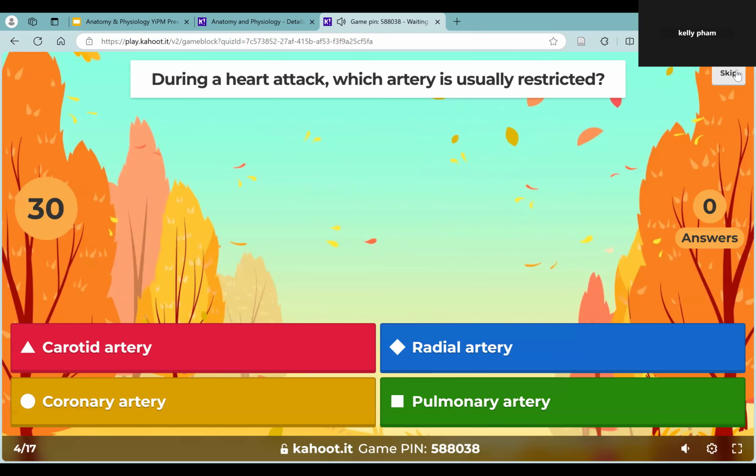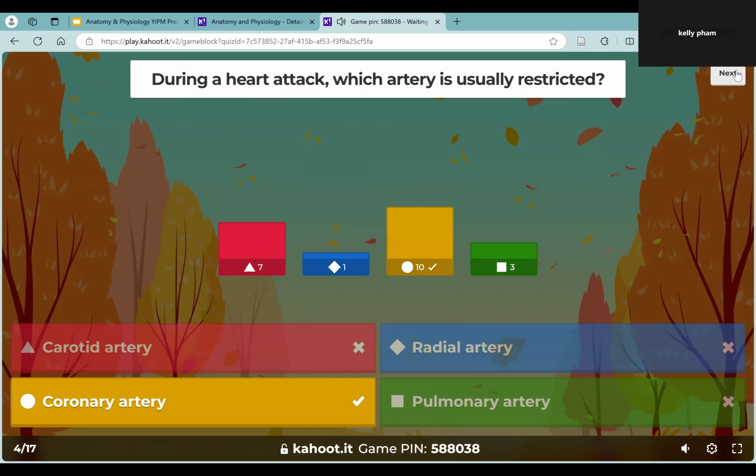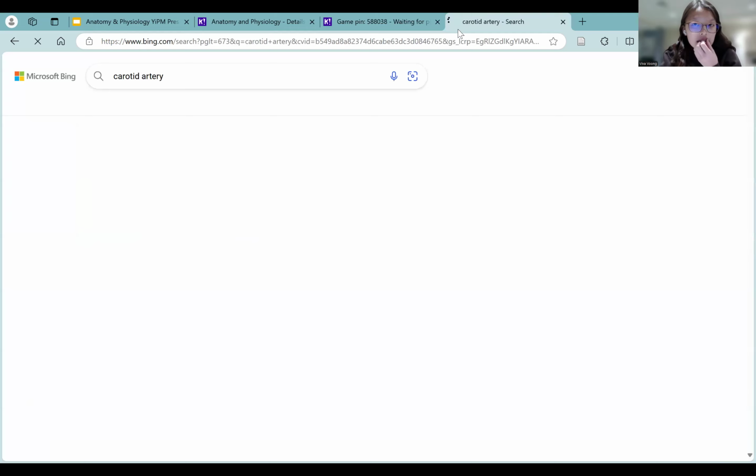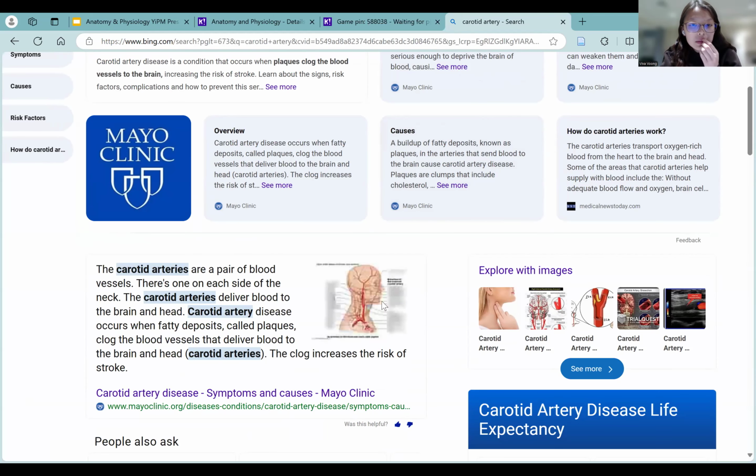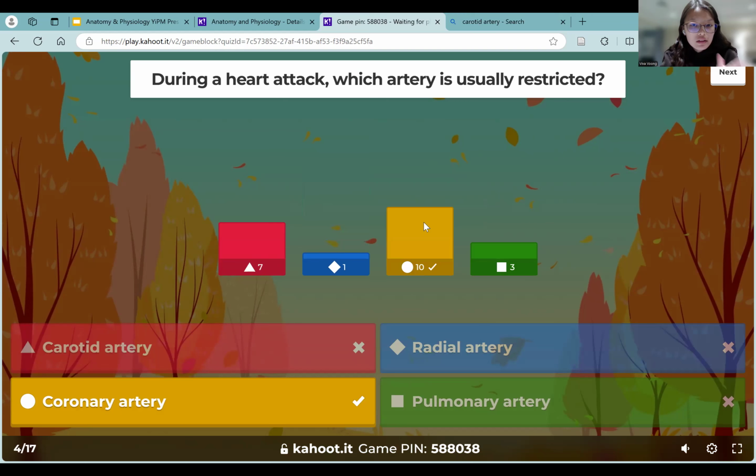During a heart attack, which artery is usually restricted? Yes, so the coronary arteries are usually restricted due to the buildup of plaque in the body. And we went over the carotid artery last week, but that's a little bit different than the coronary artery, just to clarify that for people who chose the carotid artery.